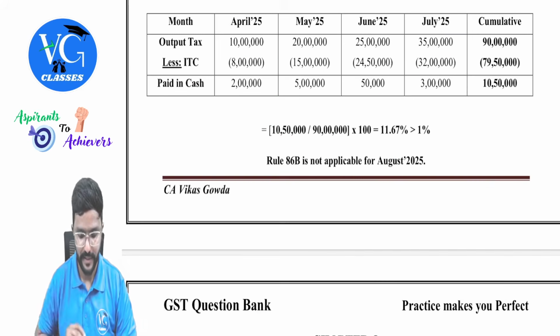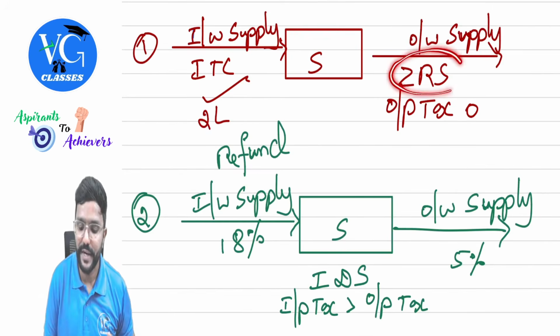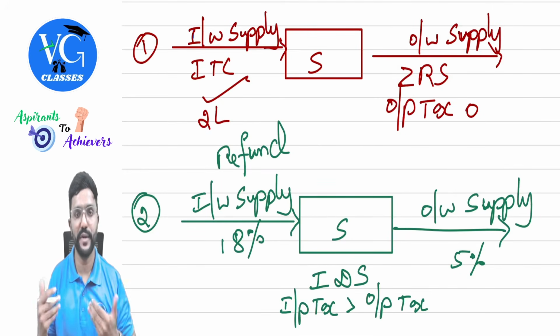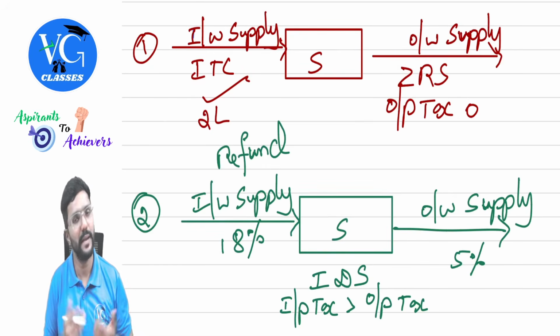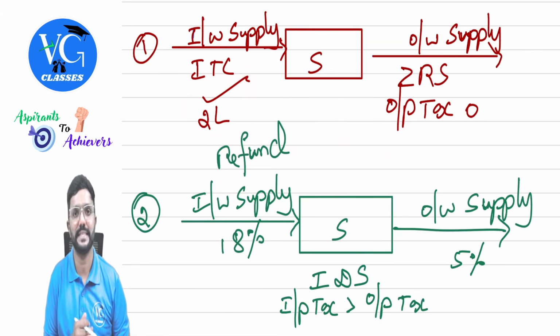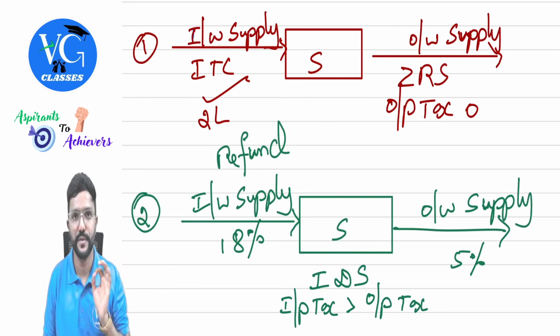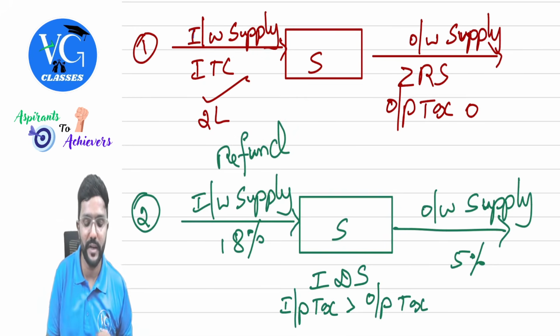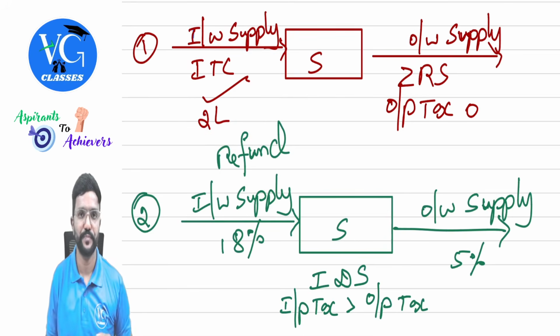What is it? I will explain. Okay. Just a minute. So assume my outward supply is zero rated supply. So my output tax would be zero. I'm exporting without paying GST. Whereas on my inward supply, can I claim ITC? Yes, I'm eligible to claim ITC. But to adjust my ITC, I don't have my output tax. That means, can I claim a refund of this unutilized ITC? Yes. So in the last year, if I have claimed a refund of unutilized ITC of more than 1 lakh, in the current year for any month, Rule 86B is not applicable.